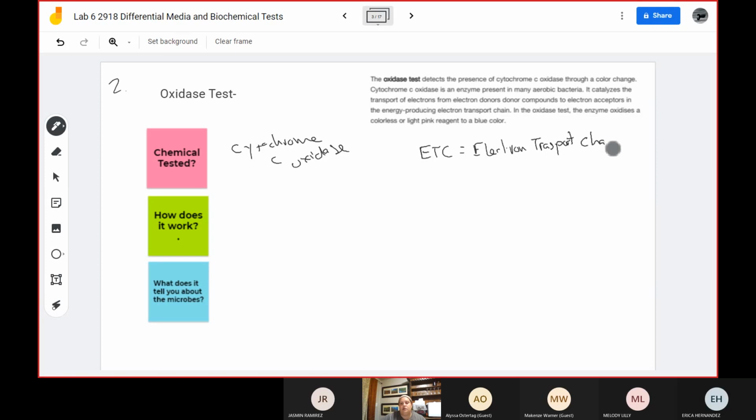Bacteria that utilize oxygen as an electron acceptor in this electron transport chain have this cytochrome C oxidase enzyme. How does this test work? The oxidase test, you take a sample of your bacteria and you basically put it on a test strip. This test strip has a reagent on it that will change colors if it is oxidized.